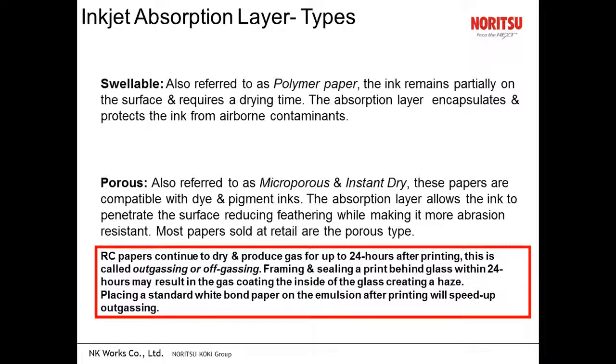And that will be a detrimental look to your glass framed print. So inkjet prints should not be framed within 24 hours unless we try to accelerate the off-gassing. And one way to do that is to put a regular piece of white bond paper, bond meaning like photocopy paper, just lay that on top of the print, let it come in contact with the emulsion, and it will act like a sponge, and it will accelerate the off-gassing. It's my understanding that it can accelerate it so that all the off-gassing is done, even as low as within 2 hours.